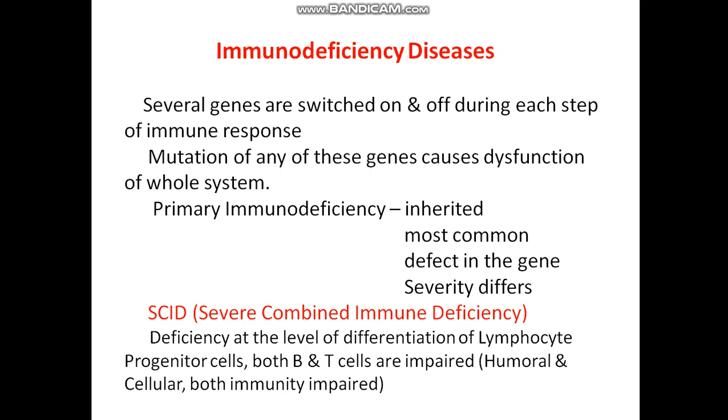Example, that is severe combined immune deficiency. The deficiency is at the level of B and T cells, lymphocyte cells. Both are impaired at the level of differentiation, and so both humoral and cellular immunity are impaired.